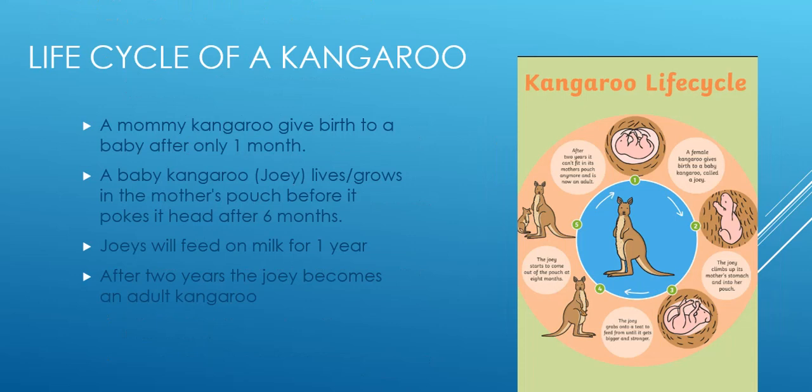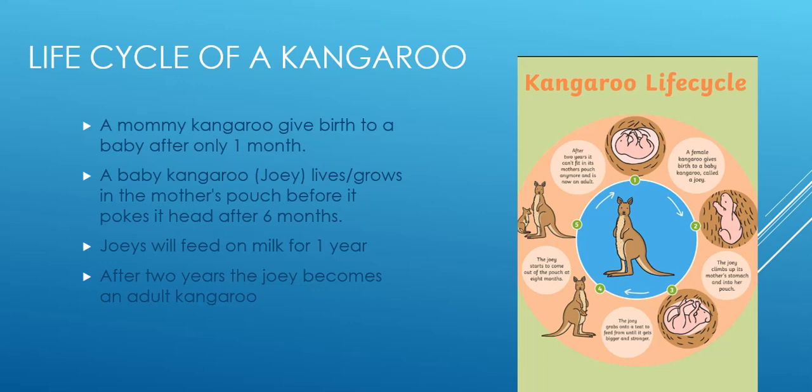Okay, then we have mammals. So we have the mommy kangaroo that gives birth to a baby kangaroo after only 1 month. The baby kangaroo is called a joey. Important. Baby kangaroo is called a joey.